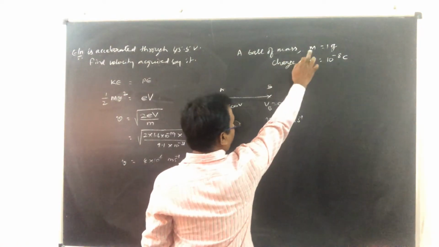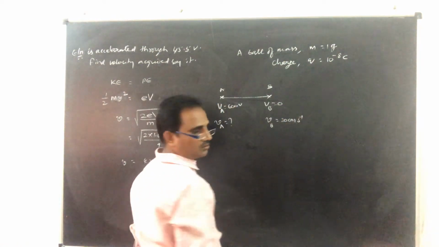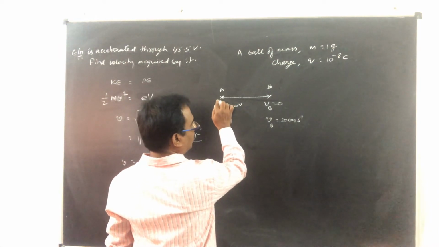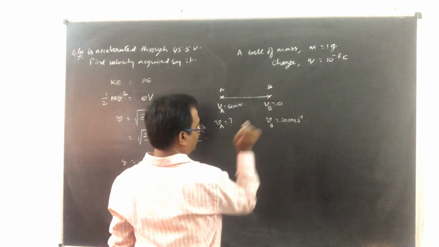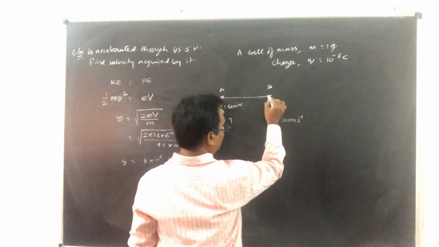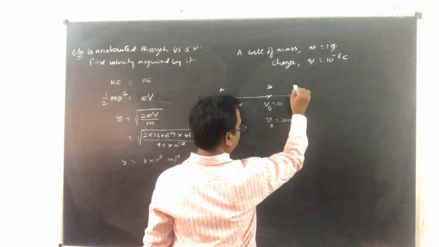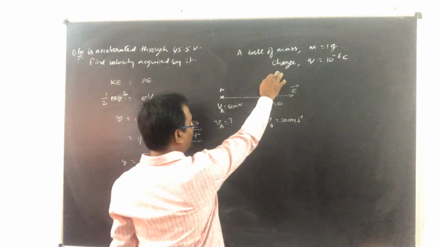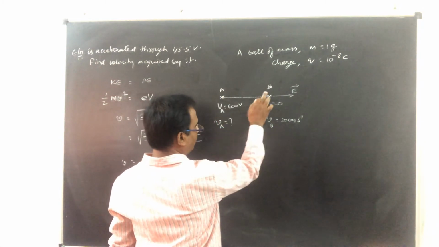Here there is a ball of mass this much having charge this much. This ball is moving from one point to another point in the electric field. Here the potential is 600 volt, here it is 0, that means the electric field is in this direction. So this charged ball is moving in the electric field from one point to another point.